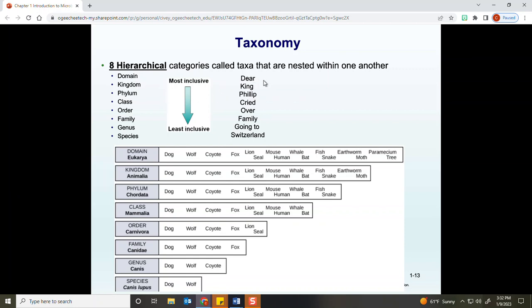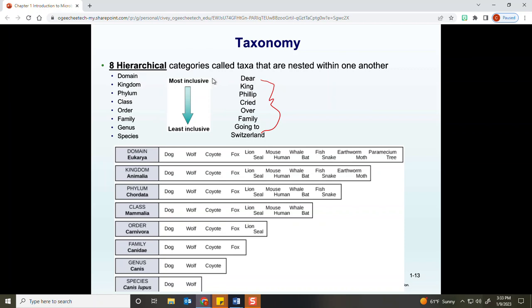My mnemonic device to try to help you remember those is listed here. All right, so: Dear King Philip cried over family going to Switzerland, where each one of these words will coincide with the hierarchical taxa. So dear, domain. The K in king stands for kingdom. The P in Philip stands for phylum, and so on.